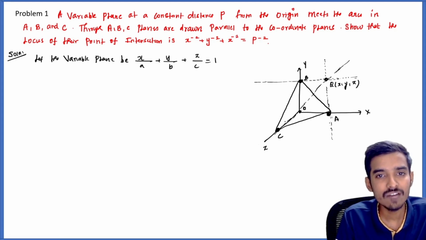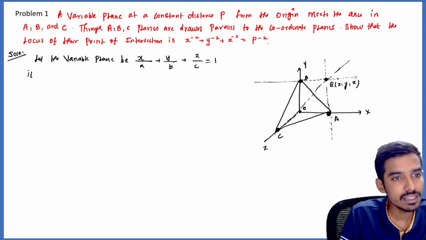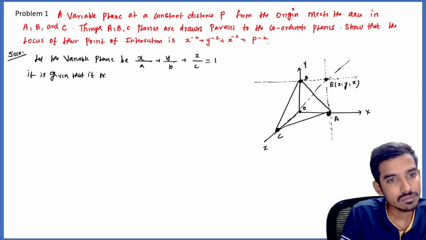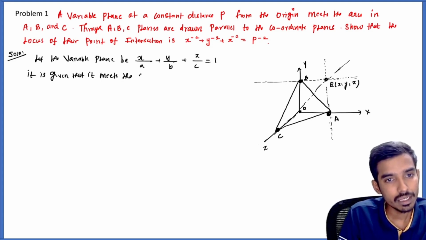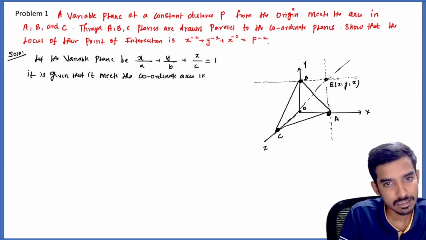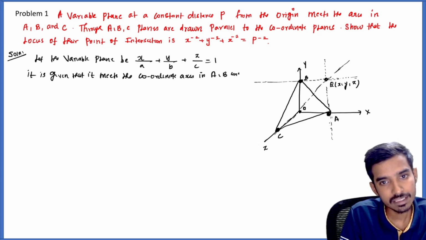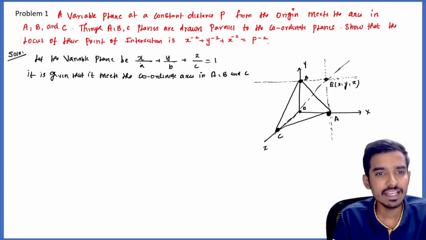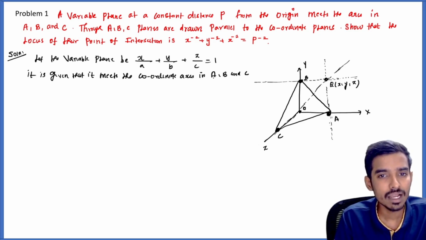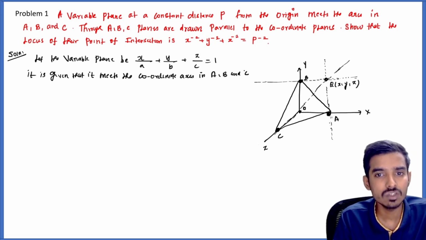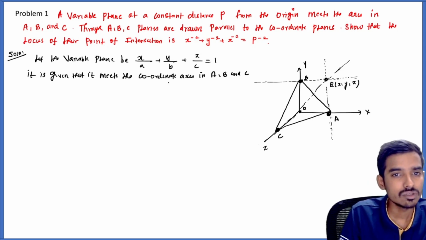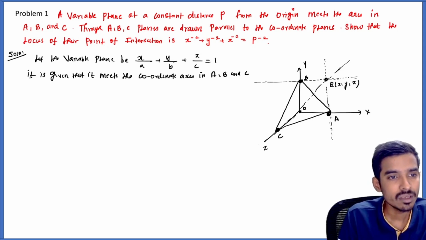Now what are the vertices of ABC? Very easy, right? It is given that it meets the coordinate axes in A, B, and C. So clearly, you can see the x-intercept is a, y-intercept is b, z-intercept is c. So what is the coordinate of A, B, C? A is (a, 0, 0), B is (0, b, 0), C is (0, 0, c), right? So it meets the coordinate axes in A, B, C.